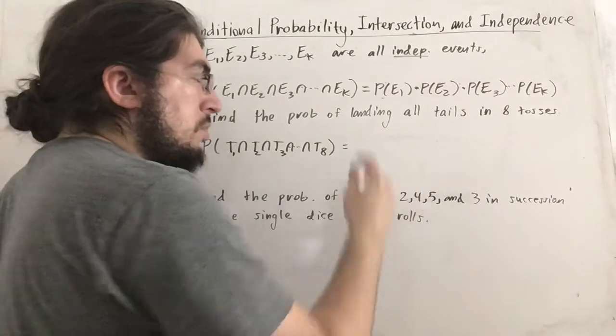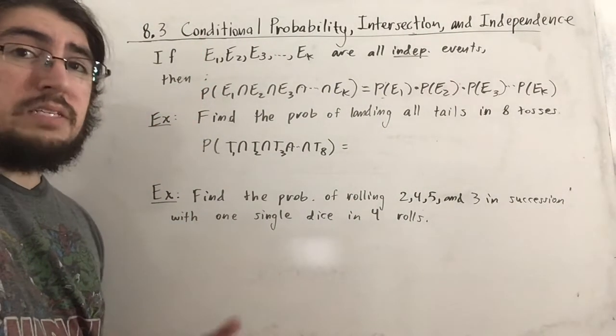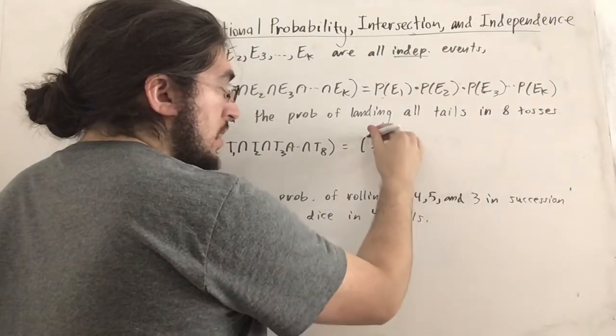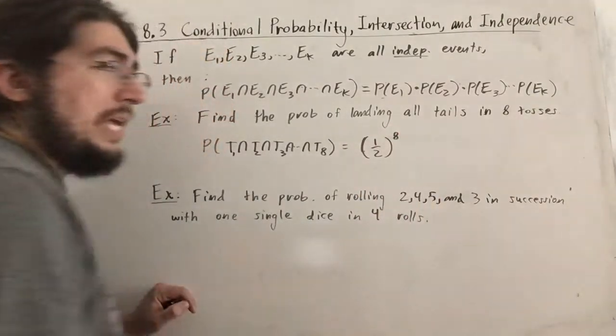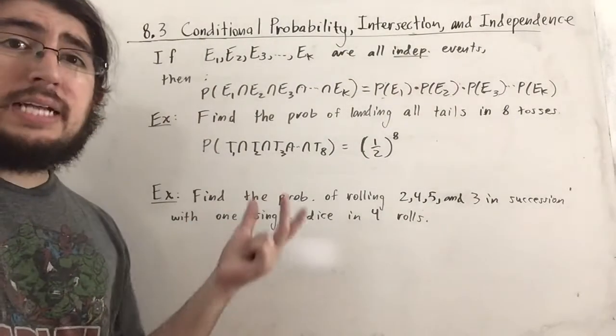This is just multiplying each of their probabilities. Now, since the probability of landing a tails is 1/2, we're going to multiply 1/2 by itself 8 times. In other words, we're going to take 1/2 to the 8th power. And the same can be said for landing all heads, actually.